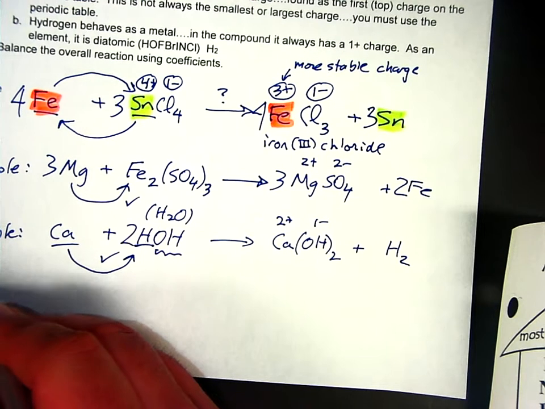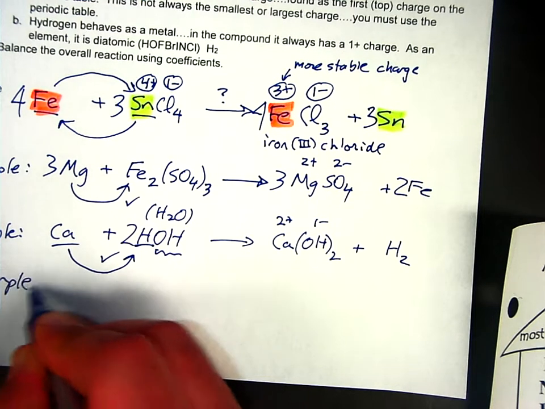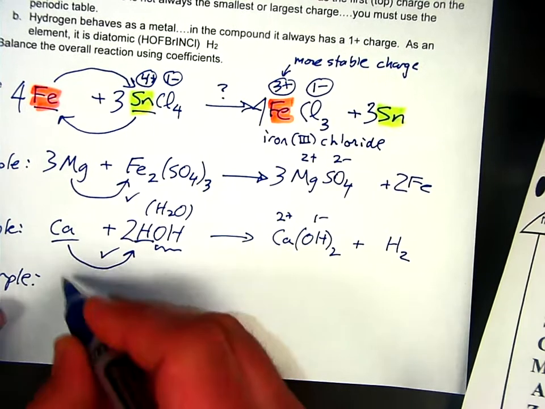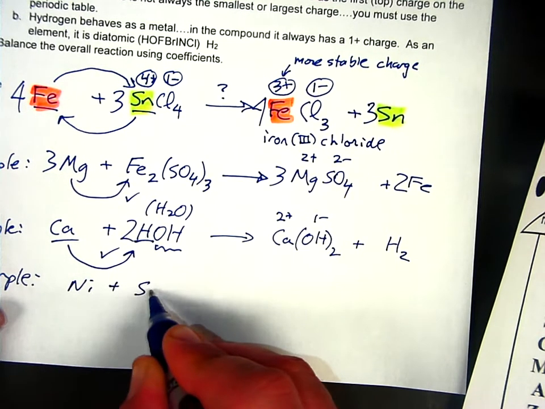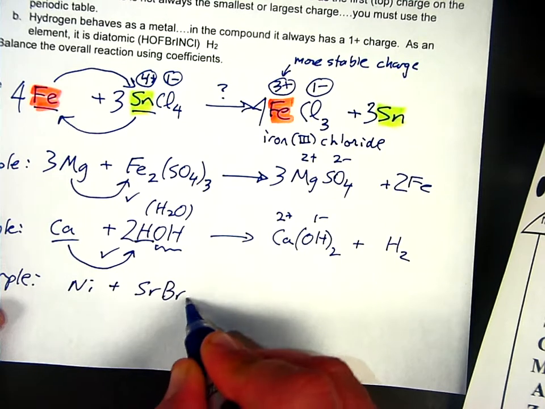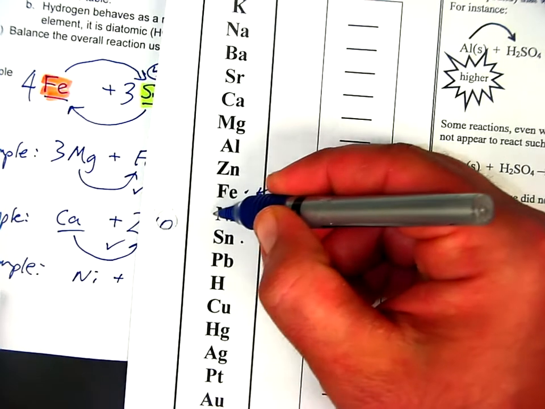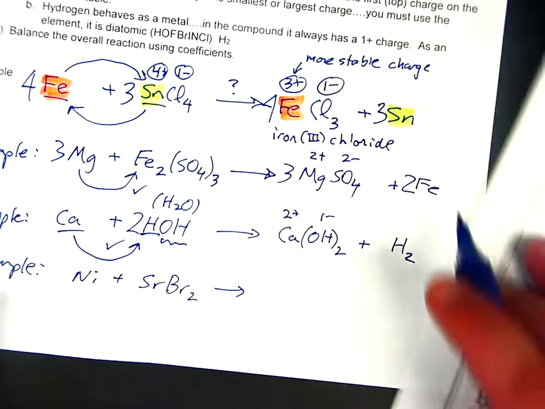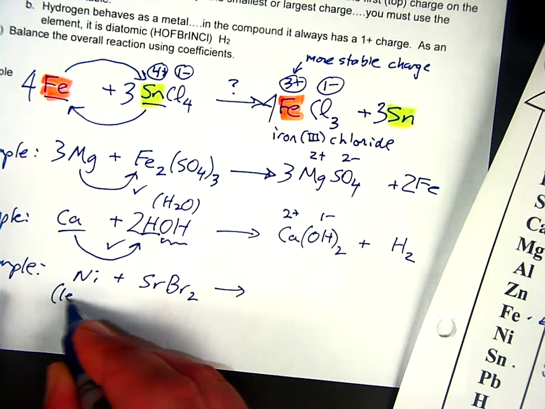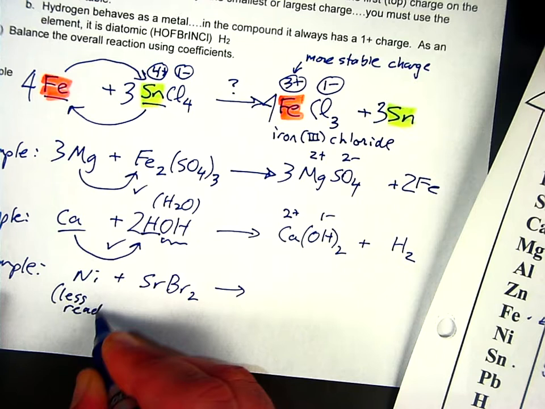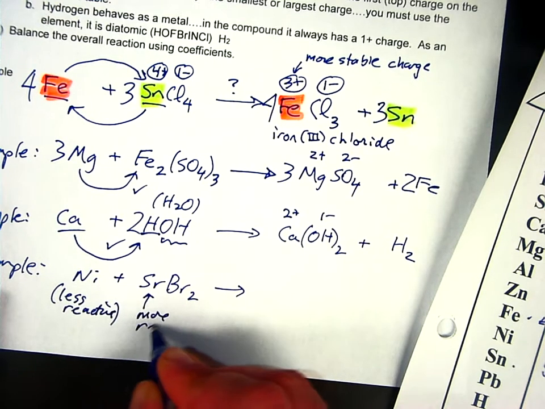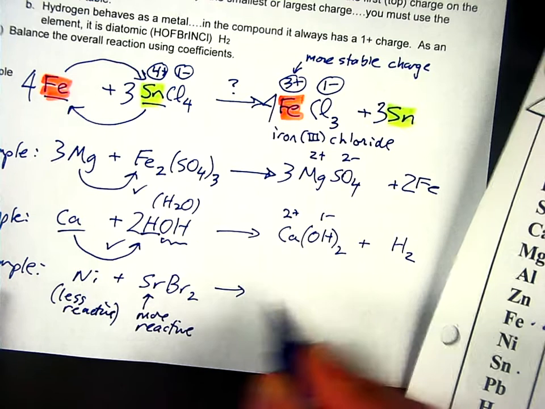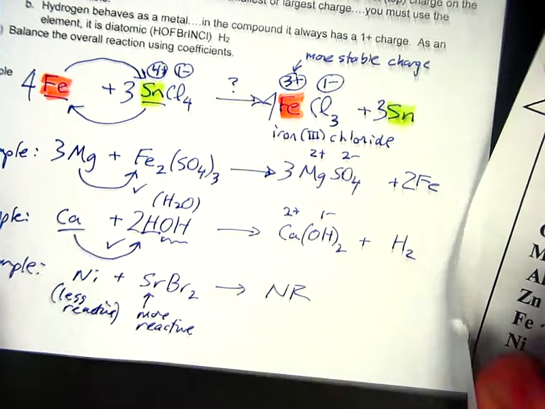Okay, one last one. What about if I have nickel and strontium bromide? Okay, well in this case nickel is lower than the strontium, so nickel is less reactive and strontium is more reactive, so this reaction actually does not happen, so we can just write down no reaction.